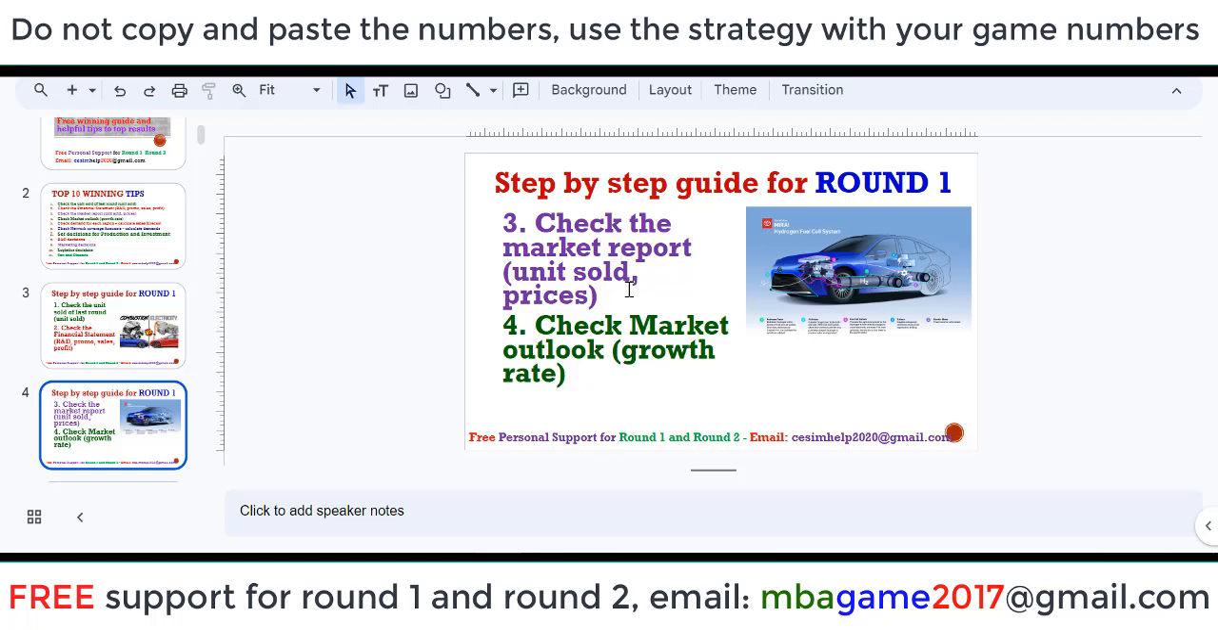Check the market report to see the unit we sold last round and prices, and check the market outlook growth rate. I show you the detail now.